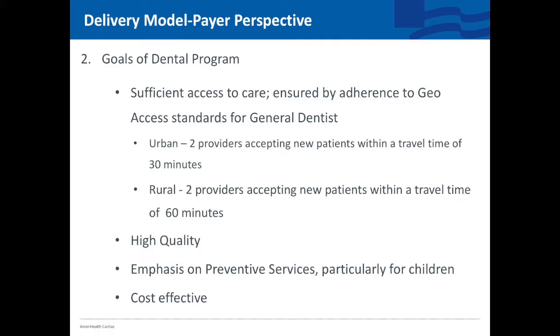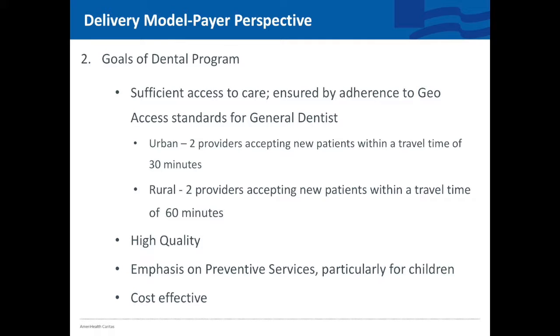So the basic for general dentists, and there are a number of different categorizations. For general dentists, the standard is in urban areas, there need to be 2 providers accepting new patients within travel time of 30 minutes. And then for rural areas, with the understanding that people are generally used to traveling more and there is less access to care in the rural areas, 2 providers accepting new patients within a travel time of 60 minutes. Again, this is for general dentists.